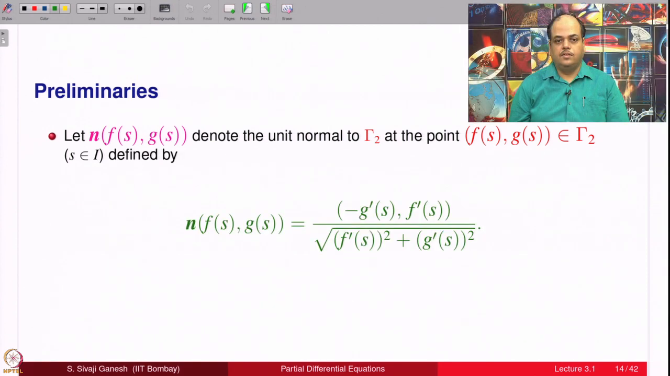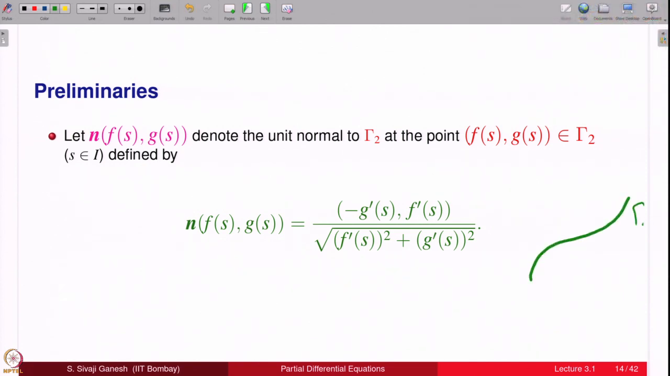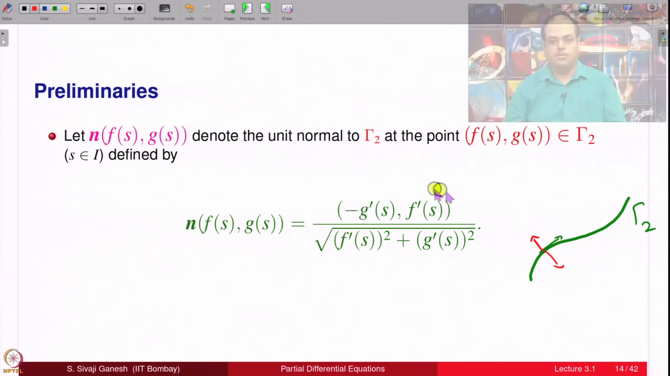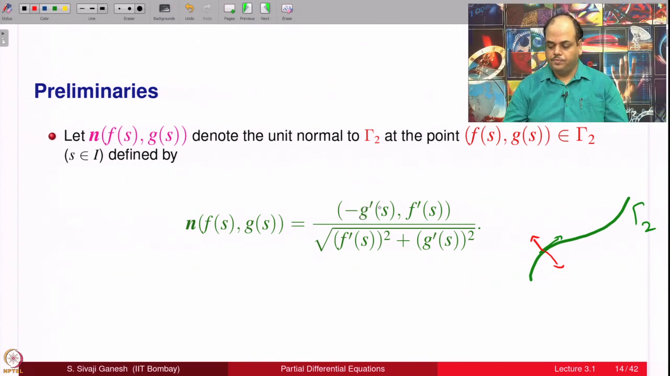defined by this, because the unit normal is not unique. There will be two choices. For example, if this is your gamma 2, this is the tangential direction, and what you have here is the normal direction. So, plus or minus of each other, we do not care which one we are taking for this problem. It should be given by this, we are giving the formula here, N(f(s), g(s)) equal to this. Notice this is well defined if the denominator is not 0, that is precisely the assumption of the regular curve.